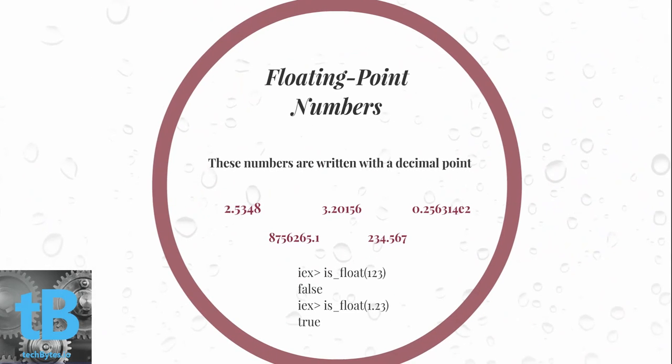Speaking of floating point numbers, these are numbers that are written with a decimal point, such as 2.5, 3.2, 805.3.